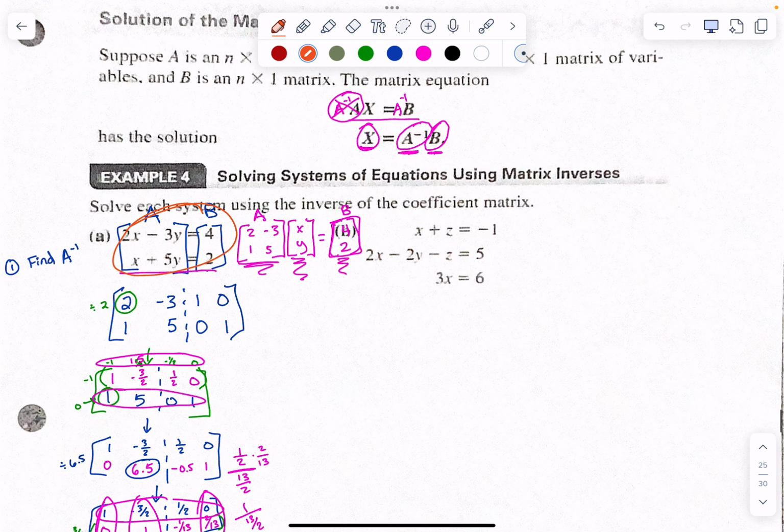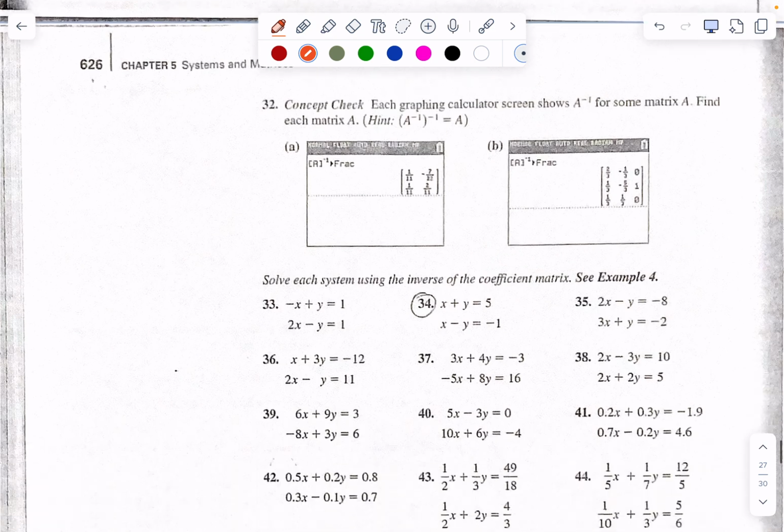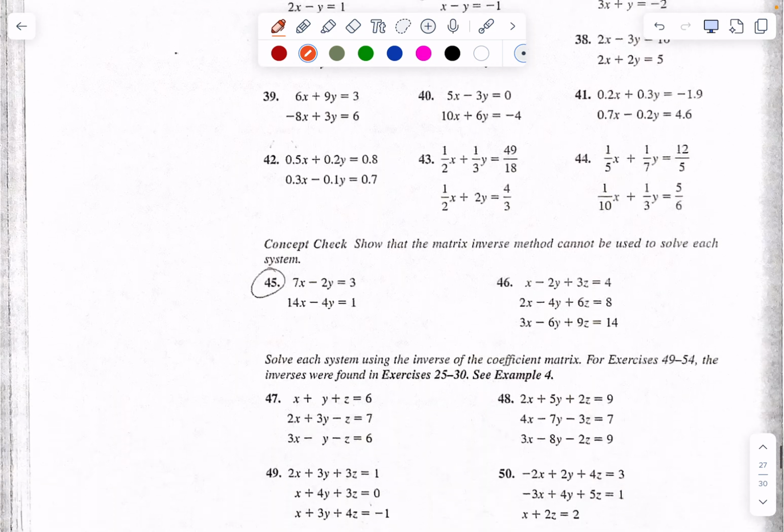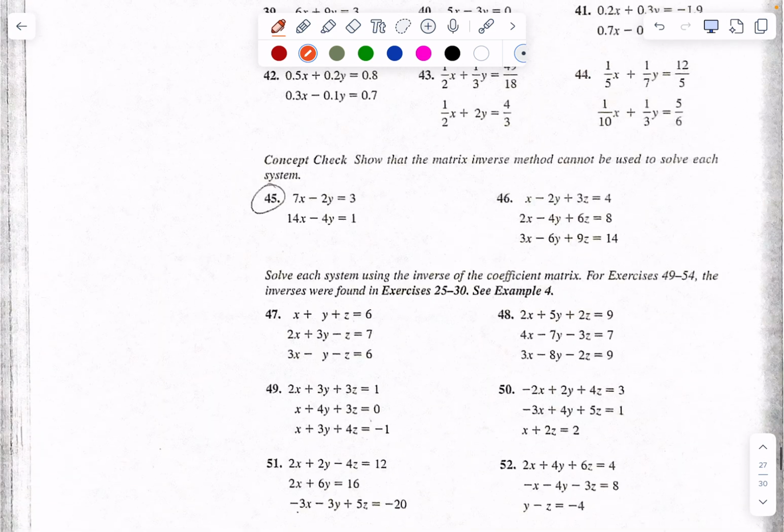This is a 3 by 3, we have to do the same thing, and I don't want to do that. Instead of doing a 3 by 3, because I don't think I make you do a 3 by 3 in your homework, do I? Let's do one of the 2 by 2 on your homework. That's a great idea. Show that the matrix inverse.